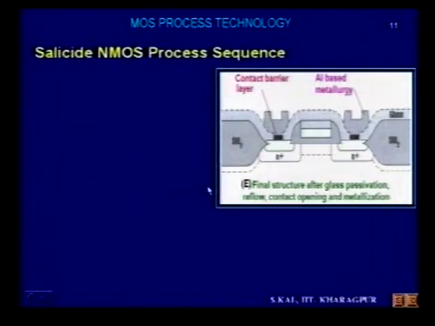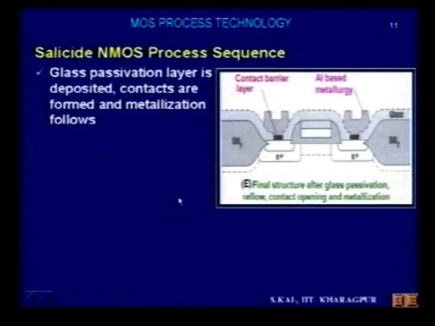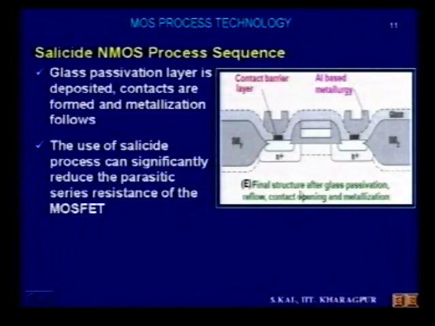Now, this is the final structure after glass passivation, reflow, contact opening and metallization. Glass passivation layer is deposited, contacts are formed and metallization follows. Because once silicide is formed, actually the active electrodes of the gates are already formed. Next processes are the passivation and contact lead formation. So that is done by the metallization process. The use of salicide process can significantly reduce the parasitic series resistance of the MOSFET.